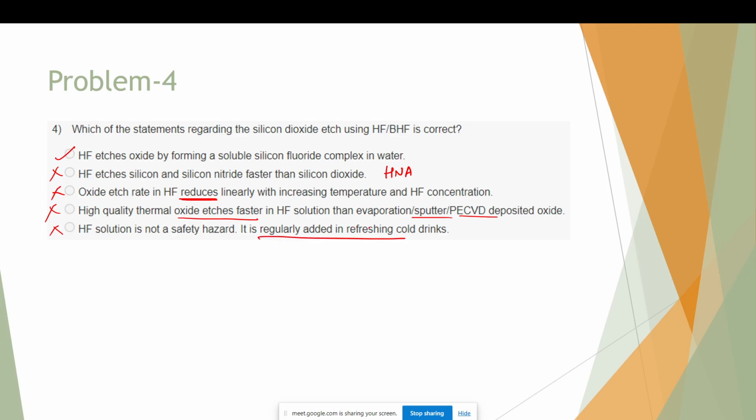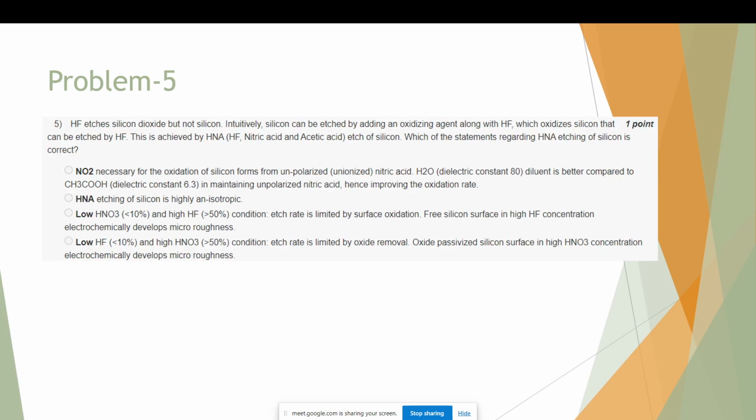HF etches silicon dioxide but not silicon. Intuitively, silicon can be etched by adding an oxidizing agent along with HF, which oxidizes silicon so that it can be etched by HF. So it etches silicon dioxide but does not etch silicon. We can add some other oxidizing agent, and that is what is done in HNA.